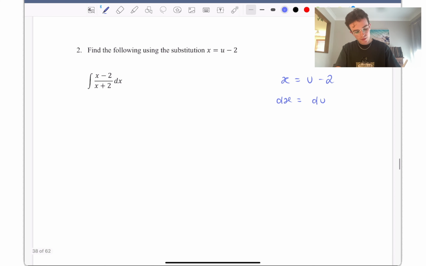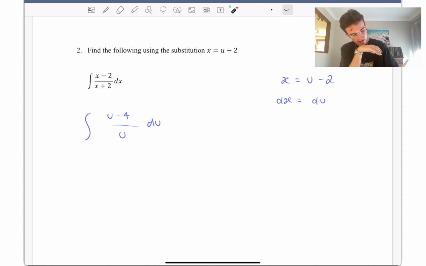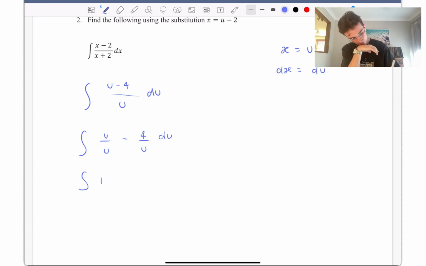So let's plug in our x's. It's going to be the integral of u minus 2 minus 2, which is u minus 4, over u minus 2 plus 2, which is just u, du. Again, we're replacing our dx with du. Now we're going to use that method where we separate it into two fractions. So this is u on u minus 4 on u du. Now u on u is 1 minus 4 on u du. Now the integral of 1 is u, minus 4 ln of u. The integral of 1 on u is ln of u, plus c.